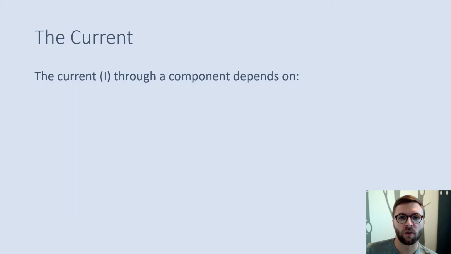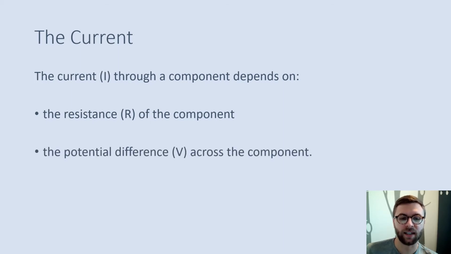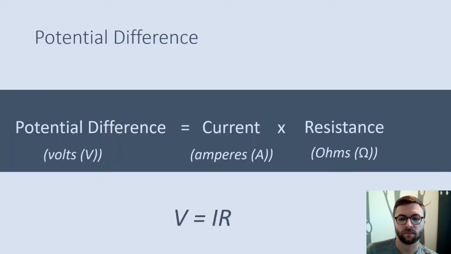The current through a component depends on two things. Firstly, the resistance of the component, which is a measure of how easily the charge can flow. And secondly, the potential difference, which is a measure of the energy transferred to the charge carriers. These can be linked together in this equation. Potential difference, which is measured in volts, is calculated by multiplying the current in amps by the resistance in ohms. And this is an equation that you need to learn for your examinations.